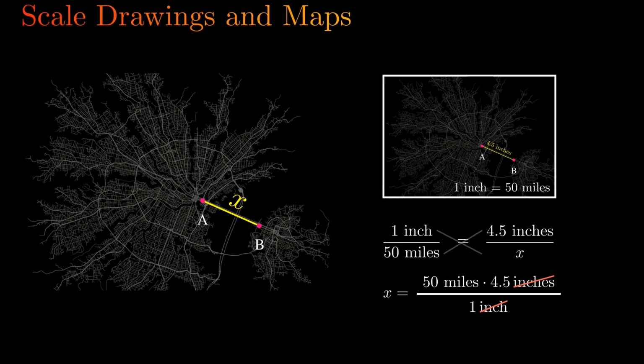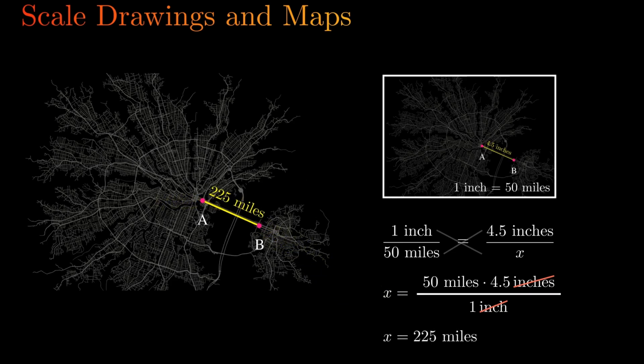Now we just do the arithmetic with the numbers. 50 times 4.5 equals 225. So x equals 225 miles. Point A and point B are 225 miles apart in real life.